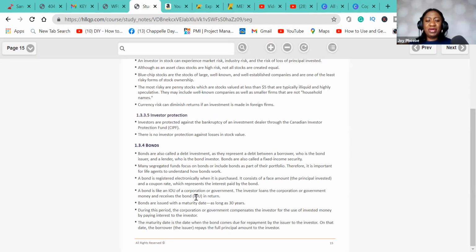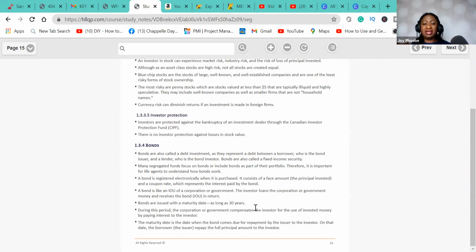Okay, a bond is registered electronically when it's purchased, and it consists of a face amount, which is the principal, and the coupon rate, which is the interest rate. So with bonds, the interest rate is referred to as the coupon rate. Okay. Now, a bond is like an IOU, which is what I talked about earlier, right? A bond is issued with a maturity date as long as 30 years. All right. So you can buy a bond that you can hold for like 30 years.